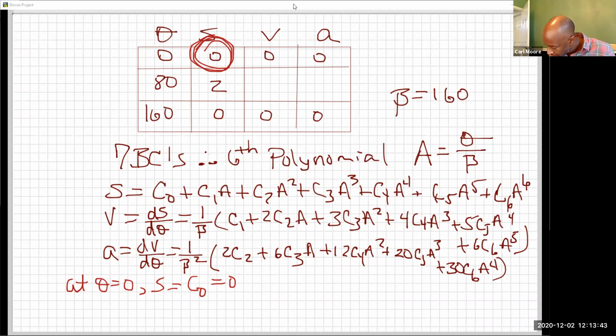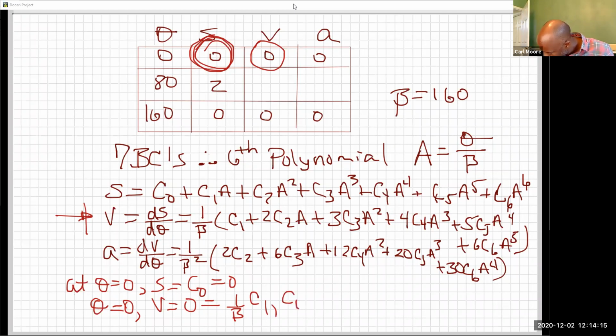Now, what's the next one? The next item that we need to look at is our V, right? Now at theta equals 0, V is also equal to 0, and we just see that in the table. But when we look at this equation here, and we plug in a 0 for all the A's, we'll have V equals 0 equal to 1 over beta times C1, because everywhere there's an A will disappear. So that means that our C1 has been found to be equal to 0 also. Okay, and so we found so far that our C1 and our C0 is equal to 0.